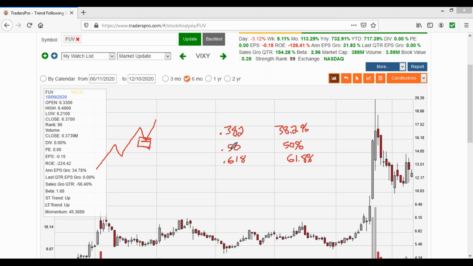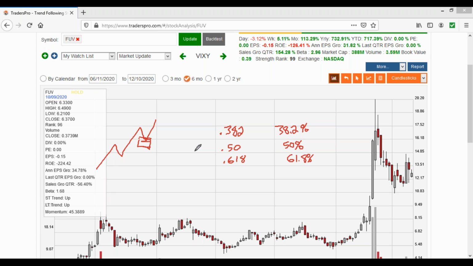So we're looking for this zone. What I like about the zone is that when I'm waiting to get into a stock and it's pulling back, it lets me know where I think it could stop pulling back and where it should stop pulling back. And then I want to see it start showing me that it's going back up again. And once it shows me, I like that confirmation. So once it shows me it's going back up again, then I want to get in.